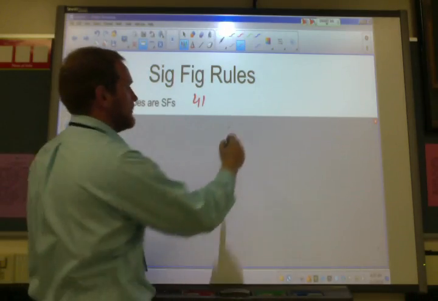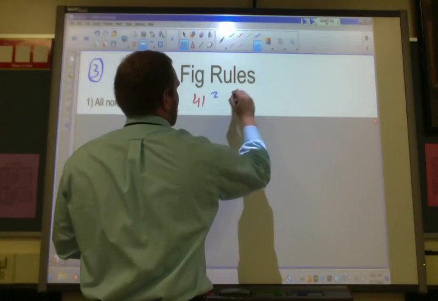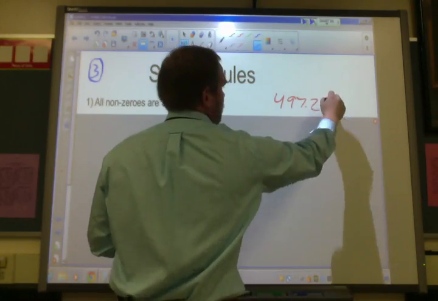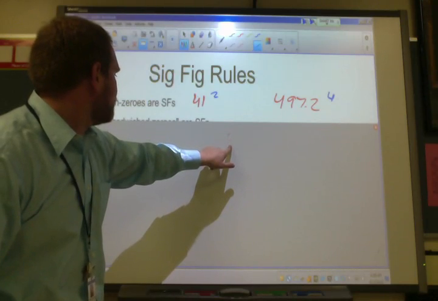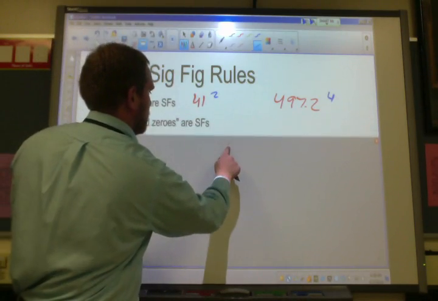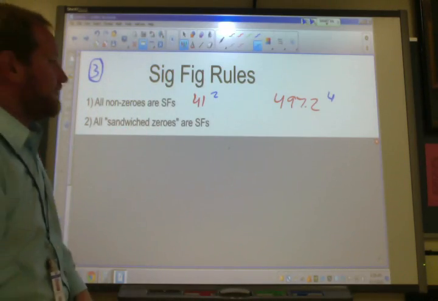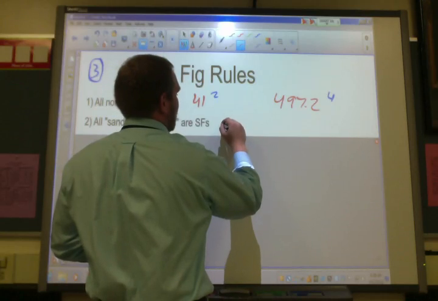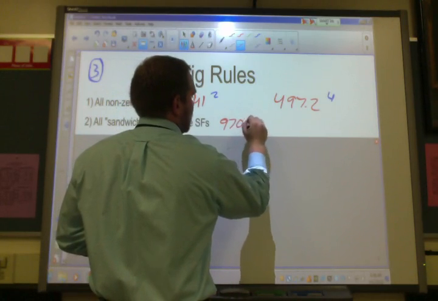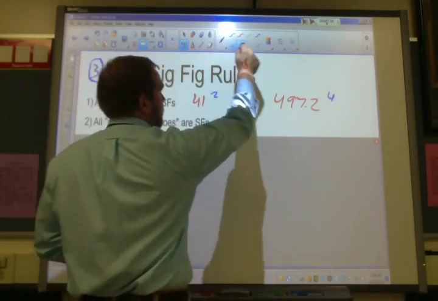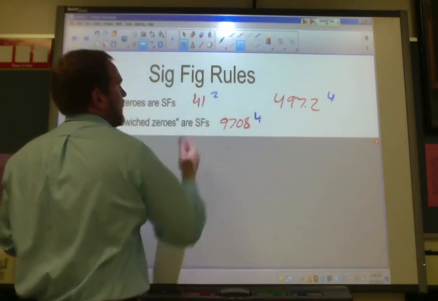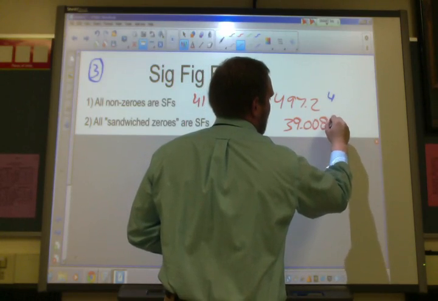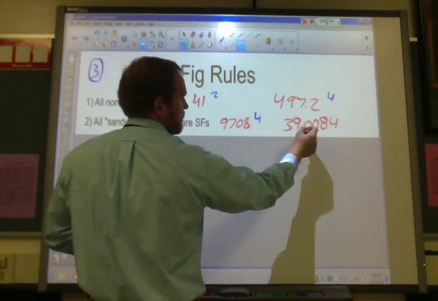41, 2 sig figs. 497.2 is 4 sig figs. Okay. Next rule. All sandwiched zeros are sig figs. So if a zero just happens to be in the middle of one of these, it counts. Okay. So if you have 9,708, don't think because that's a zero it doesn't count. So that's going to be 4 sig figs. If you have something like 39.0084, sandwich zero. So 1, 2, 3, 4, 5, 6.